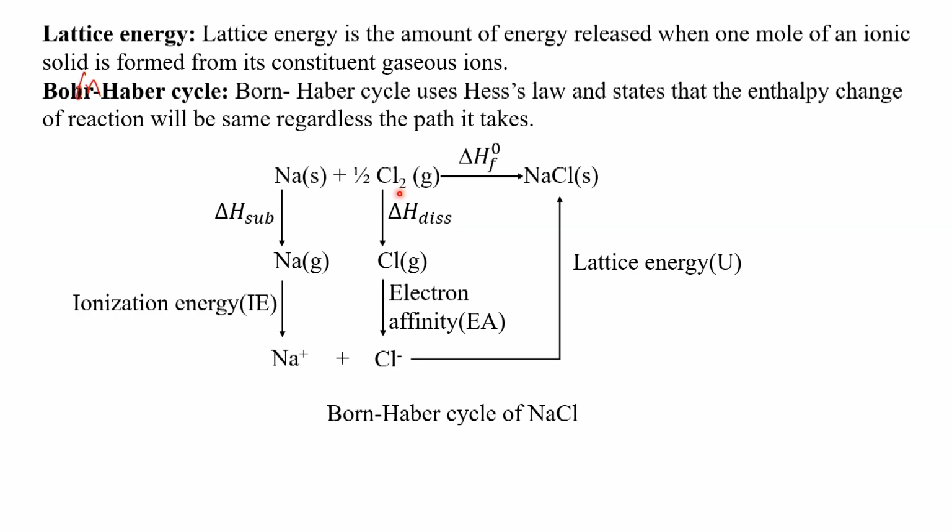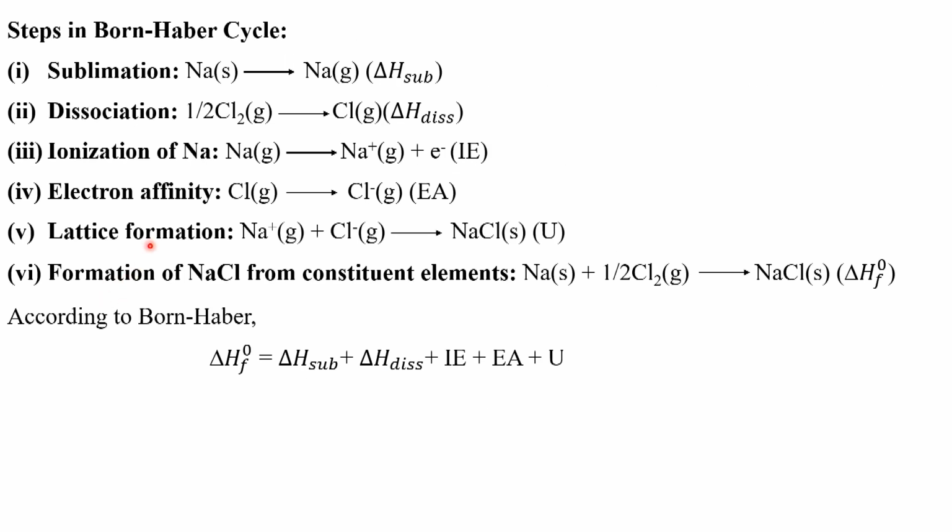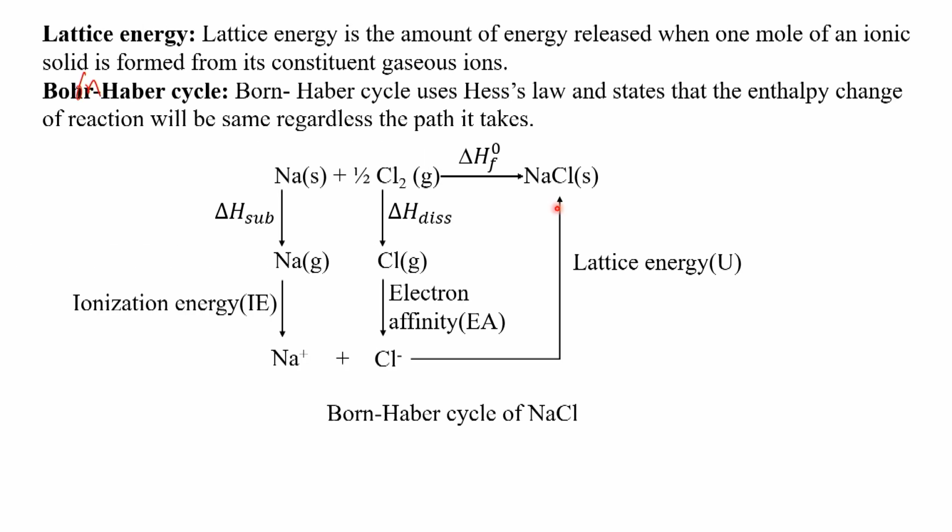Now what we got? We got Na plus, which is in the gaseous state, and Cl minus, which is also in the gaseous state. Now we need to add them, so lattice formation is taking place. Na plus gas plus Cl minus gas gives NaCl, and this is the energy change U, the lattice energy.